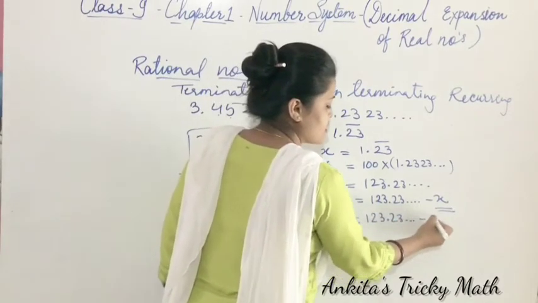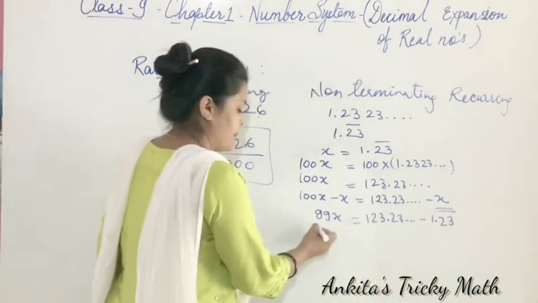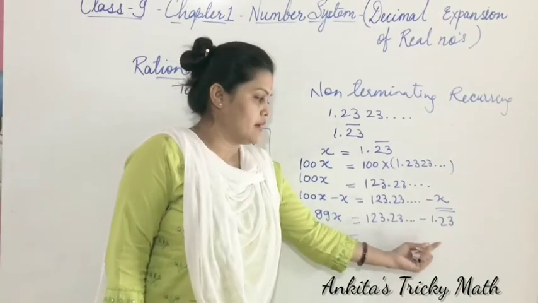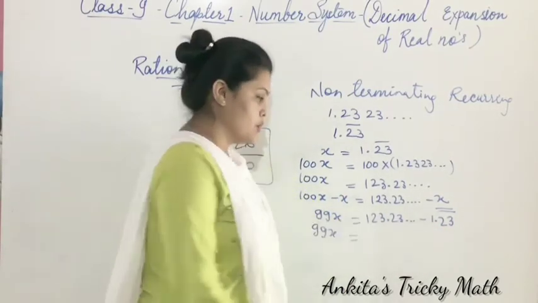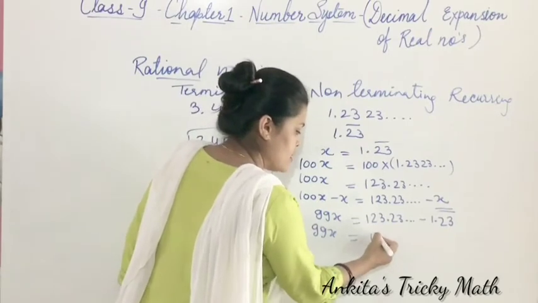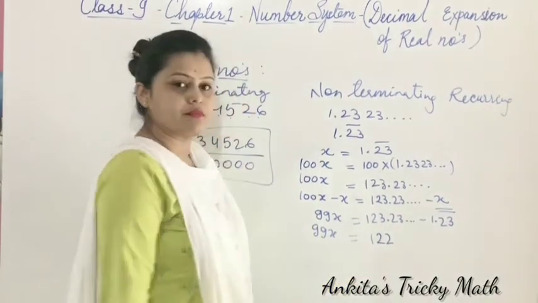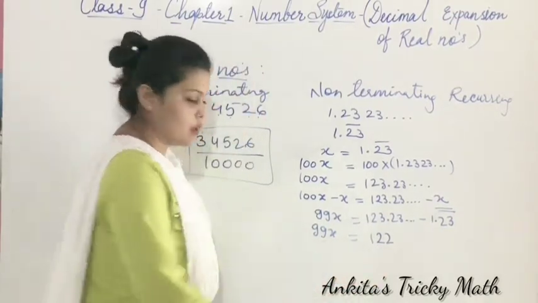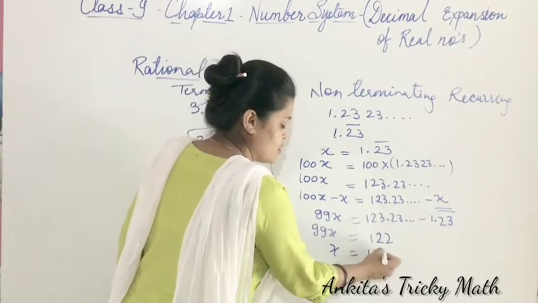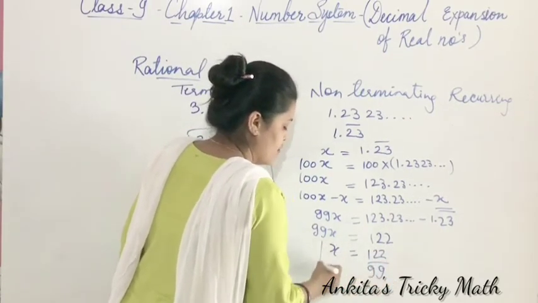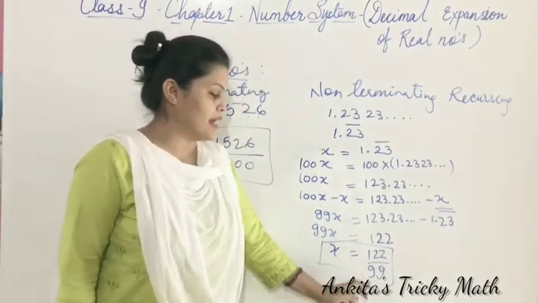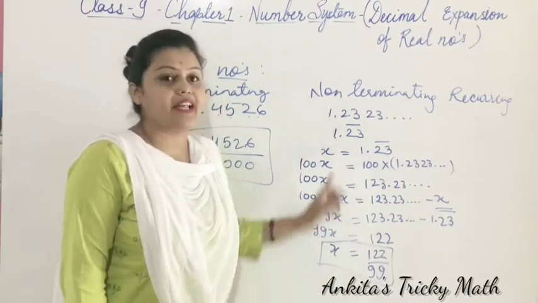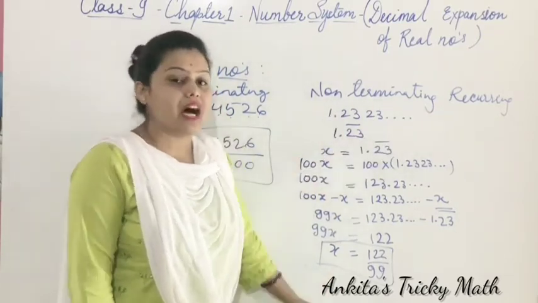123.23 minus 1.23. So 99x equals to, subtract 123.23 minus 1.23. It will come 122. So here we can see x value will be 122 upon 99. We got the value of x as 122 upon 99, which is a rational number. So we can say that non-terminating recurring numbers are also rational number.